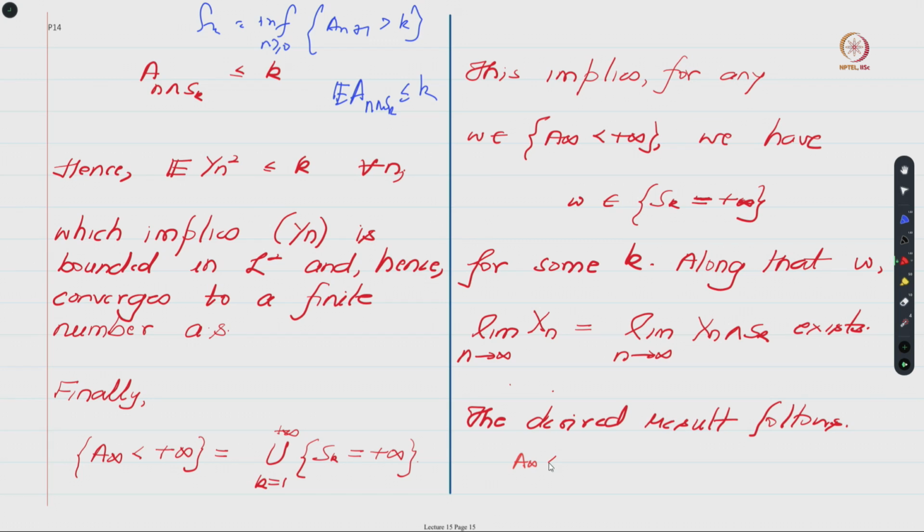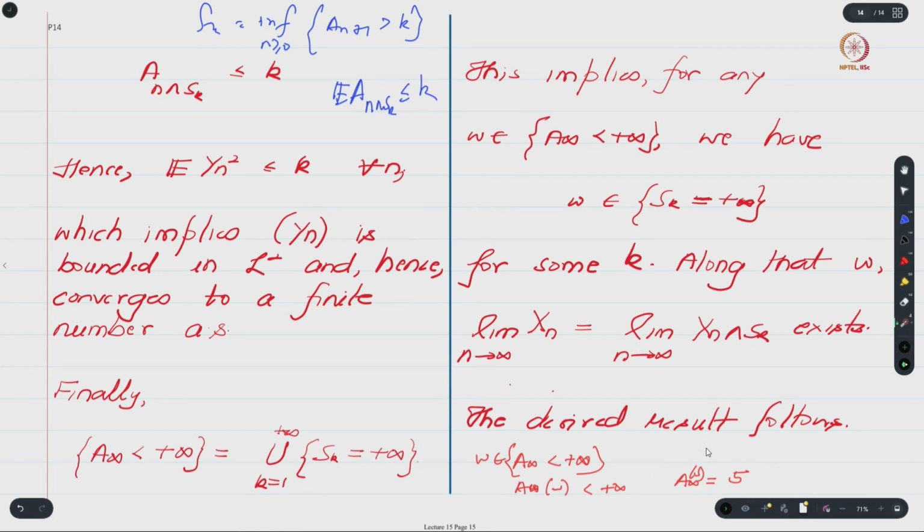A infinity less than infinity means that if omega belongs over here, then A infinity of omega is less than infinity. So it is going to take some finite value. Let us say A infinity of omega is, as an example, 5. Because your An process is defined with respect to Xn square, and since Xn square is a submartingale, your An is monotonically increasing, one can conclude that An of omega is less than 5 for all n.